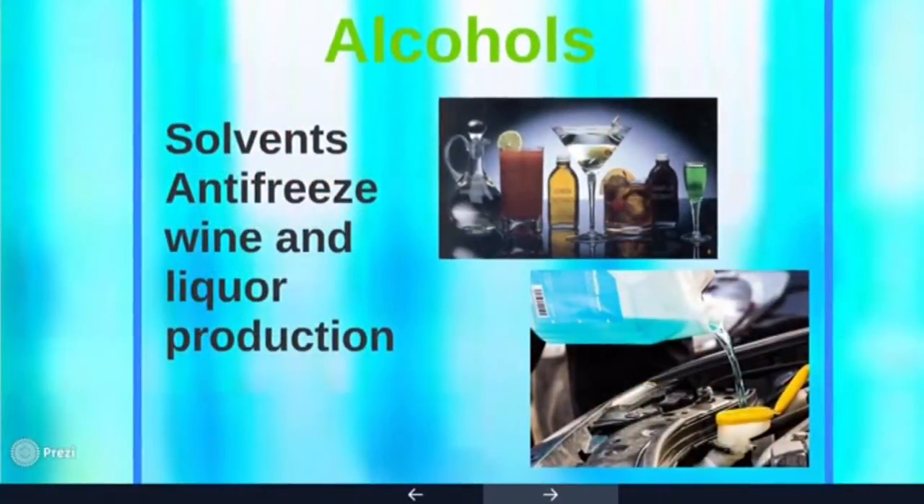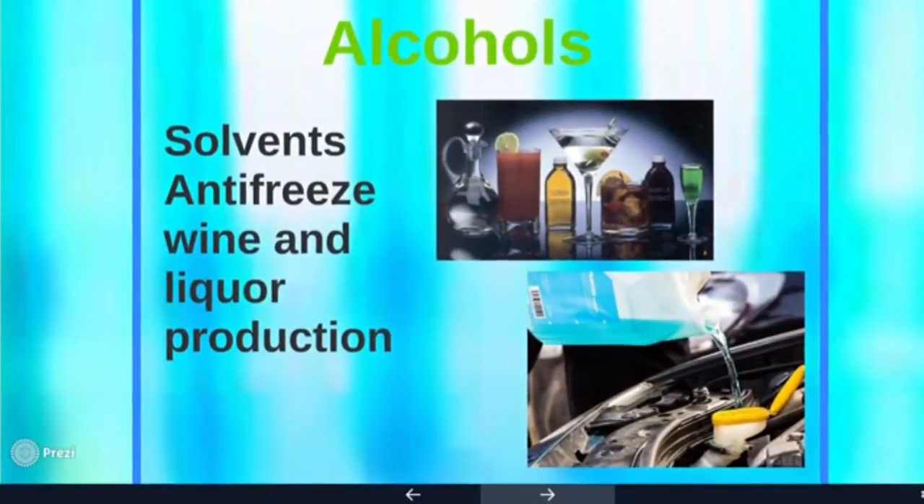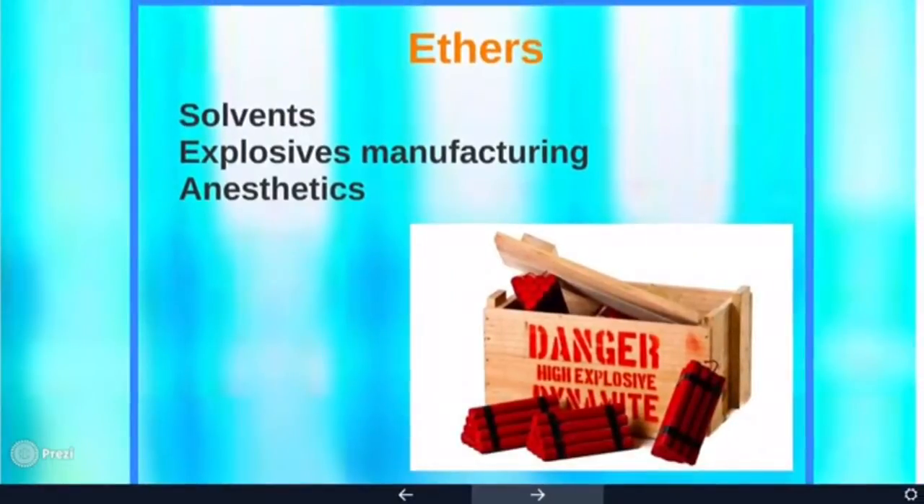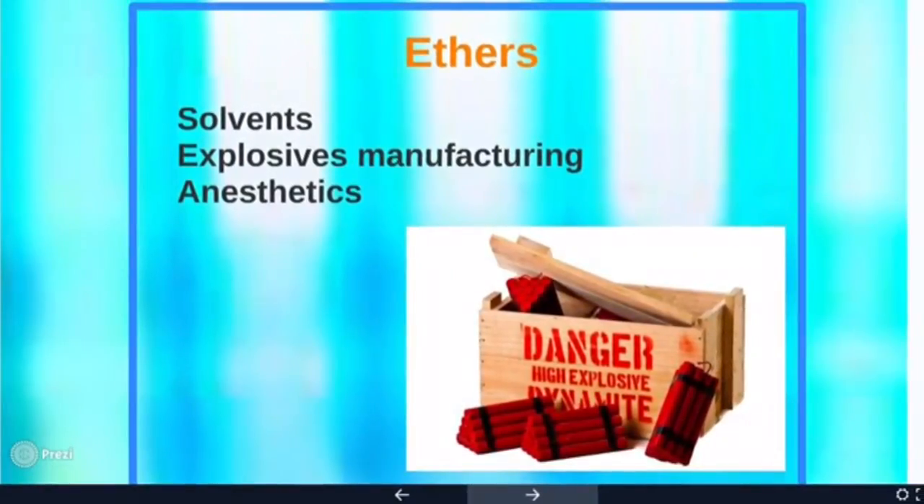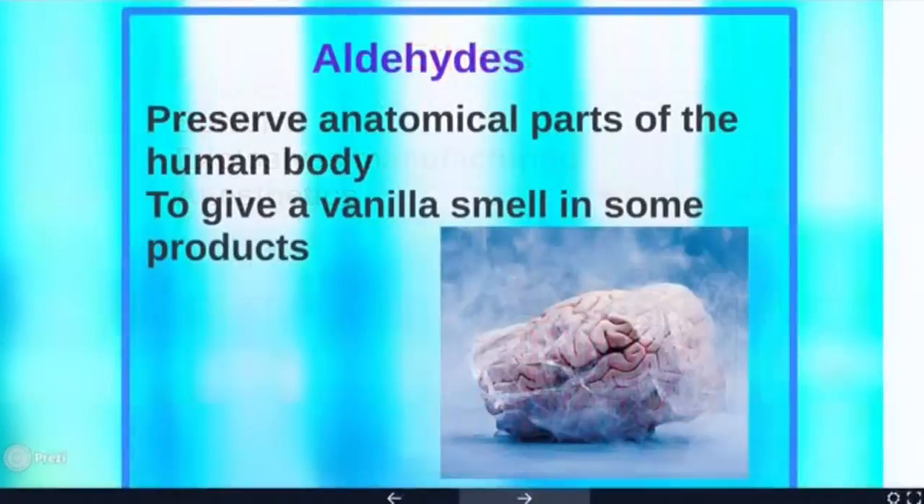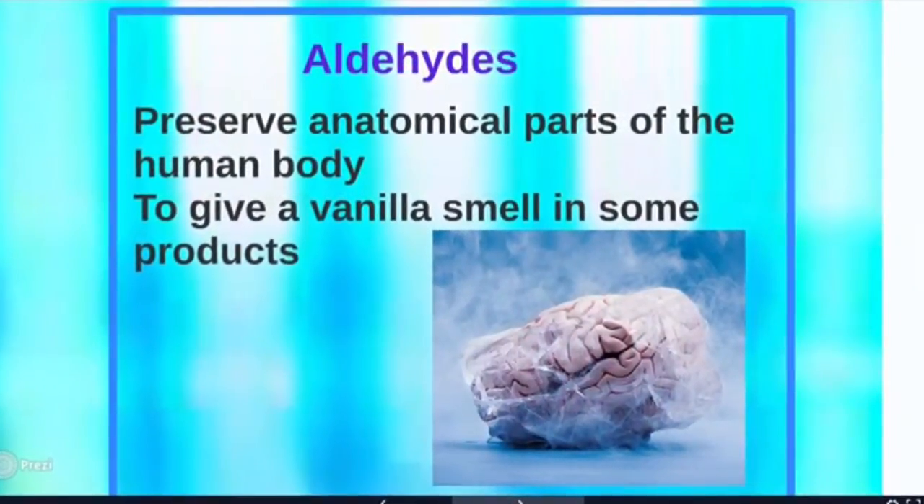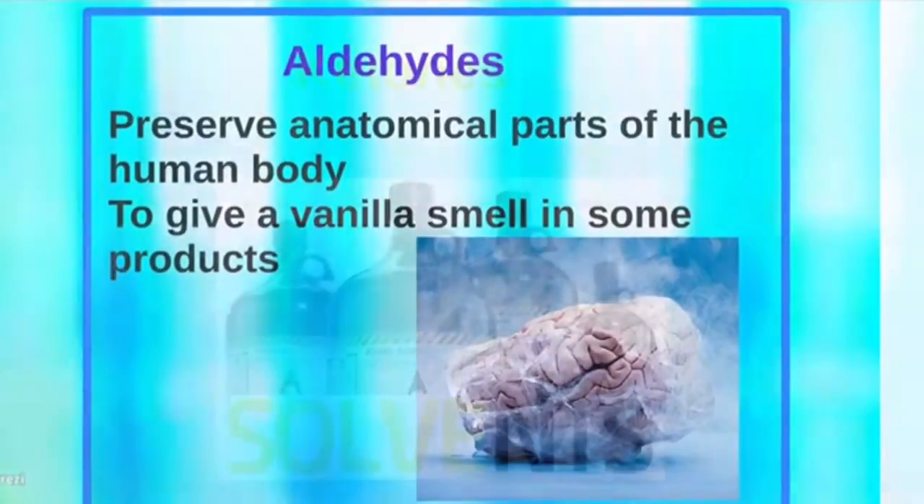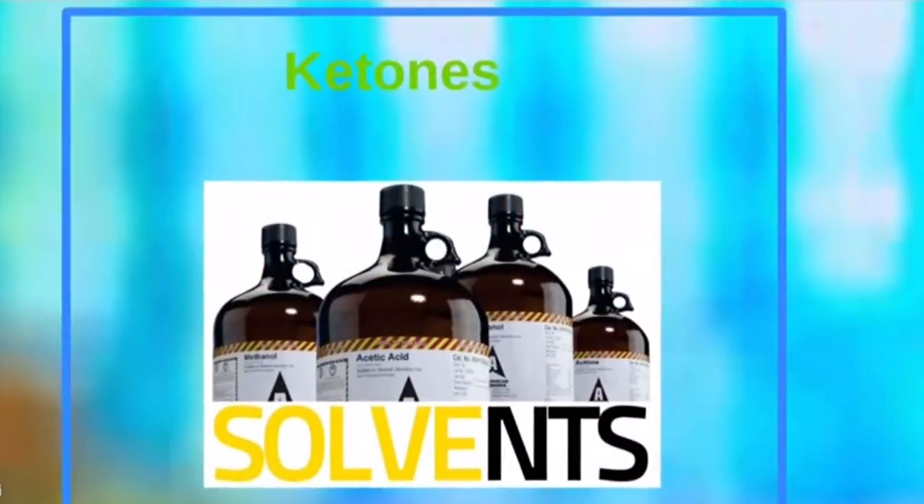Alcohols are used as solvents, antifreeze, and wine and liquor production. Ethers are used as solvents, in explosive manufacturing, and as anesthetics. Aldehydes are used to preserve anatomical parts of the human body and to give a vanilla smell in some products. Ketones are only used as solvents.